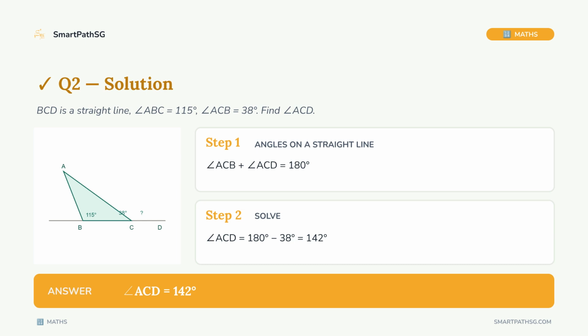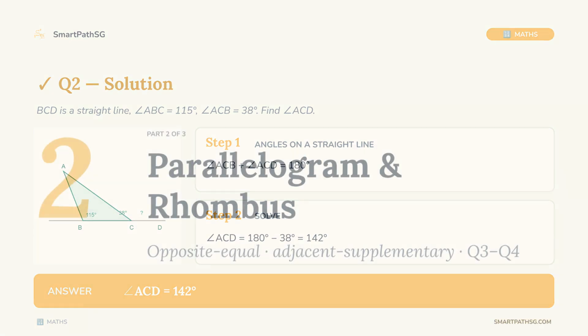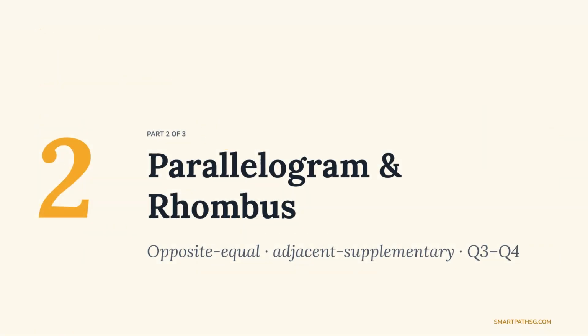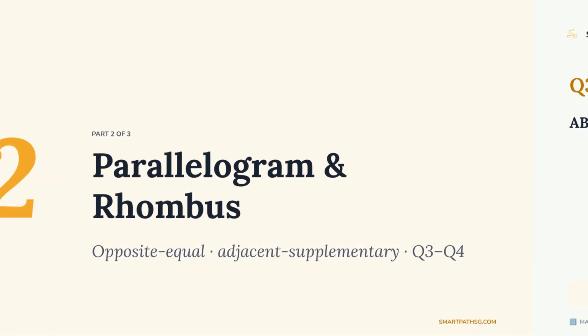Then use the exterior angle theorem to find ACD as the sum of BAC and ABC, but that takes 2 steps and is slower. Next 2 questions are about parallelograms and rhombuses.